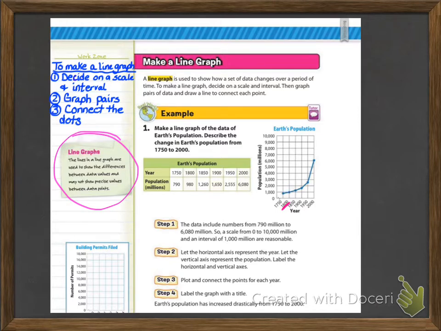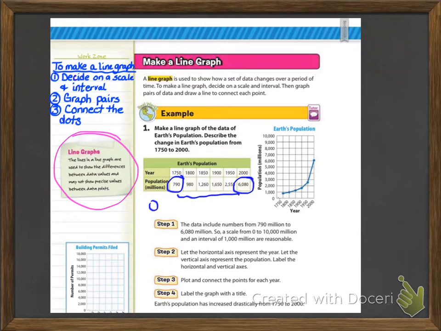So looking at this table over here, step 1 tells you that the data includes numbers 790 million to 6,080 million. So you can see your 790 million to your 6,080 million. So you have to decide how you're going to do your intervals. Now remember, we have to always start with 0. And then looking at these numbers, it's best to go up by 1,000s.